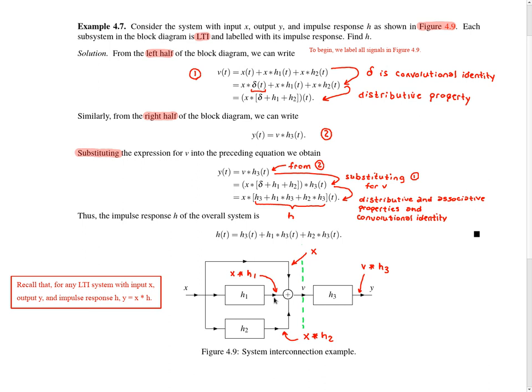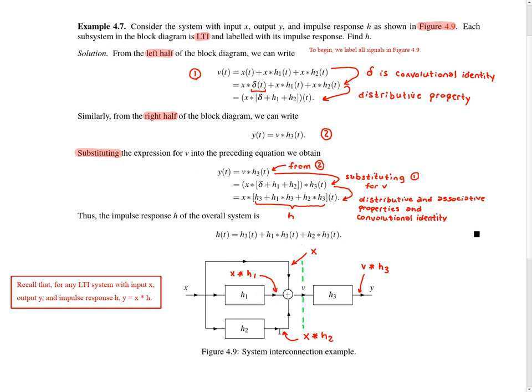The left input to the adder, though, we want to label this particular signal. So what we do is we look at where this signal is coming from. It's coming from the output of this system H1, and the input to this system, which is an LTI system, is X if we trace back in the block diagram. So what we have here is an LTI system where the input is X and the impulse response is H1. And we know from this fact over to the side here that the output of such a system is just the input convolved with the impulse response. So this output here is going to be X, the input, convolved with the impulse response H1. So this is where this label X convolved with H1 comes from.